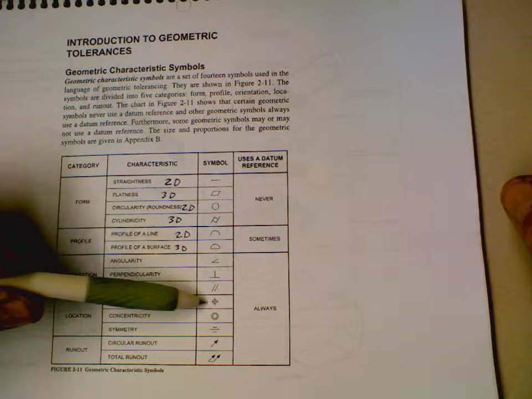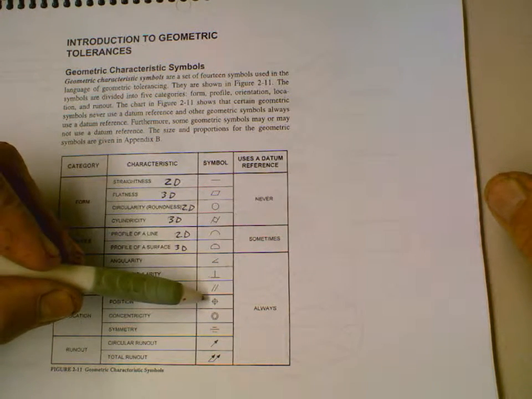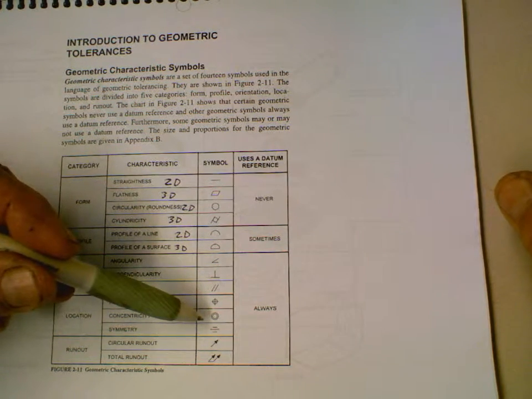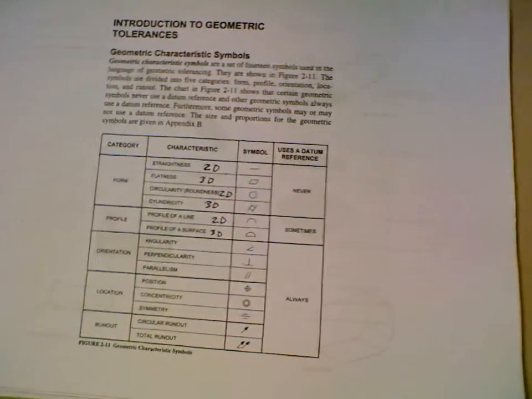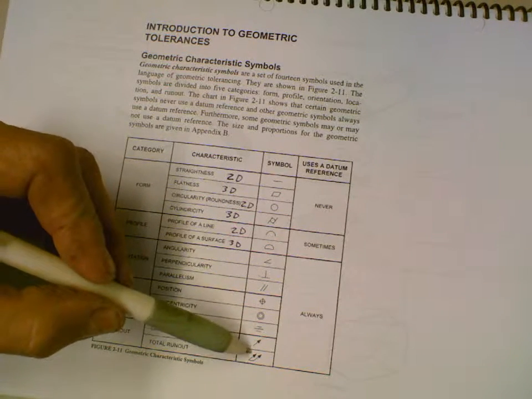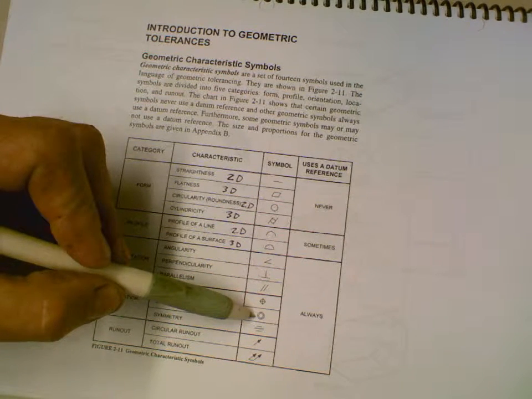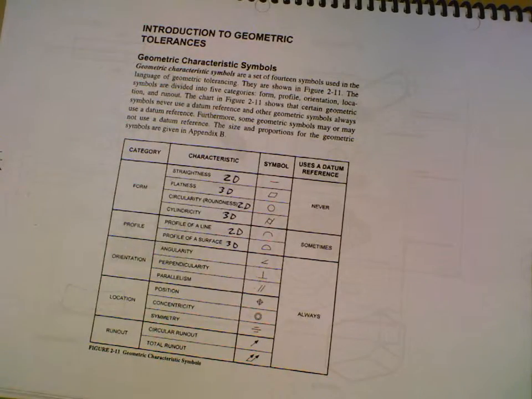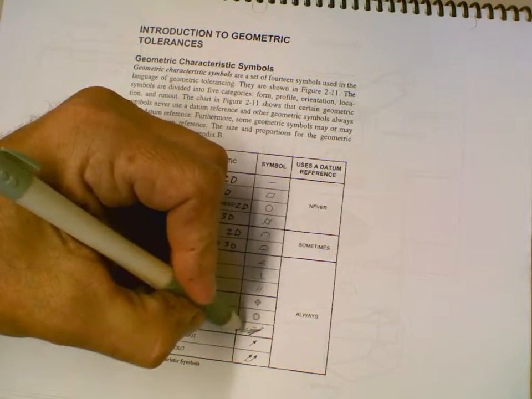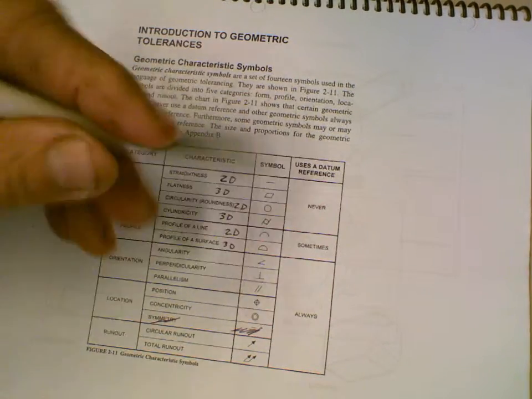Position, you're using probably three datums, A, B, and C, finding the true position, and usually using a circular tolerance zone for that. So that's position. Concentricity uses two centers to see how concentric they are. A lot of times, runout is used instead of concentricity. Some companies have a concentricity checker or use a CMM. If you don't have either one, then I'd probably use runout. Symmetry isn't really used a whole lot, so we're just going to cross that one out. Position has kind of taken the place of symmetry.